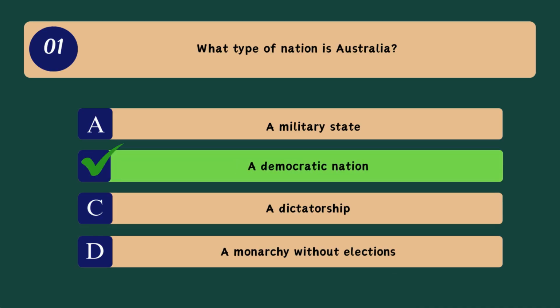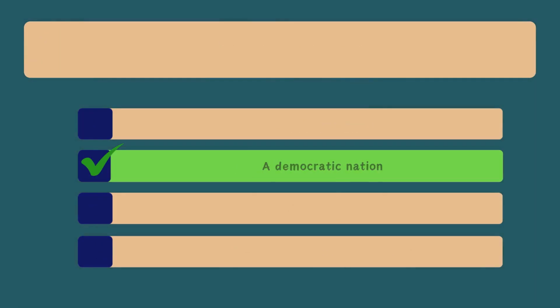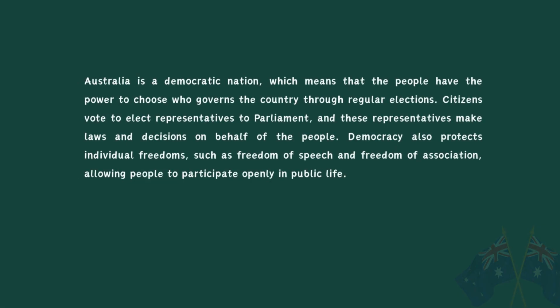Correct answer. B. A democratic nation. Australia is a democratic nation, which means that the people have the power to choose who governs the country through regular elections. Citizens vote to elect representatives to Parliament, and these representatives make laws and decisions on behalf of the people. Democracy also protects individual freedoms, such as freedom of speech and freedom of association, allowing people to participate openly in public life.